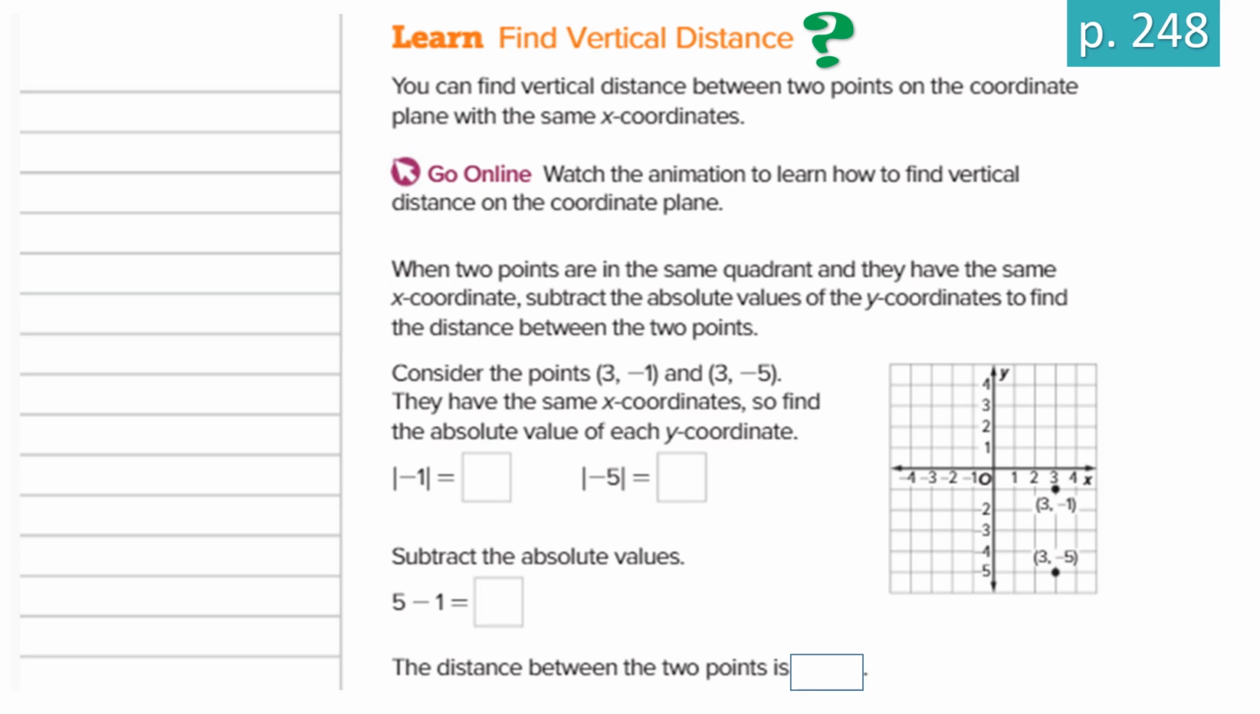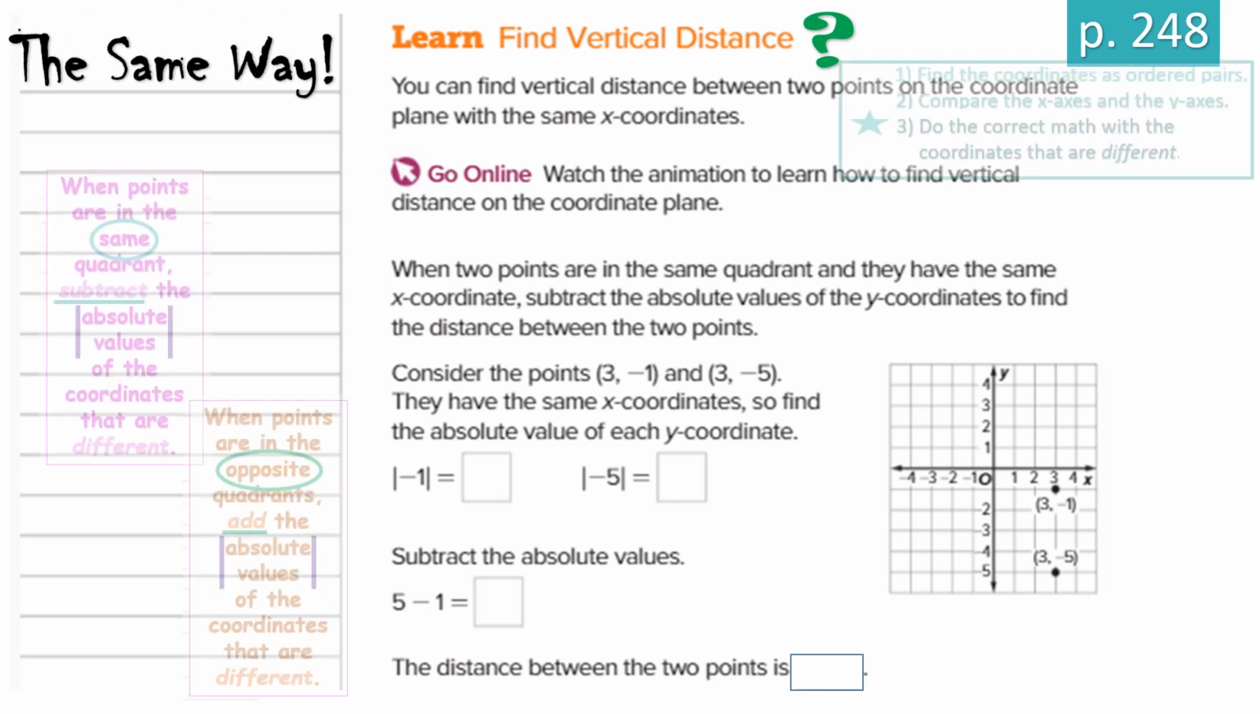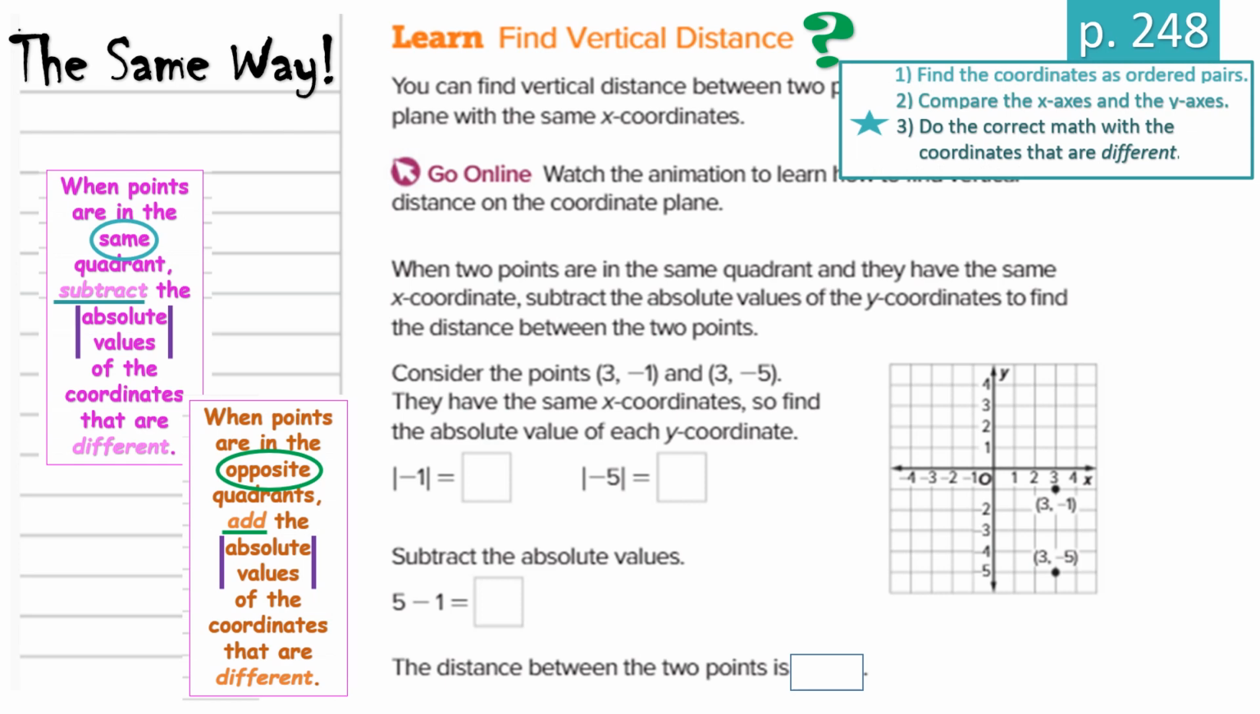I do the same math. It doesn't change, right? I still follow the exact same steps. If they're in the same quadrant, I'm going to subtract them. If they're in opposite quadrants, I'm going to add them. So when I see my ordered pairs of 3, -1 and 3, -5, I look at my x-axis and my y-axis and I see if there is any that are the same.